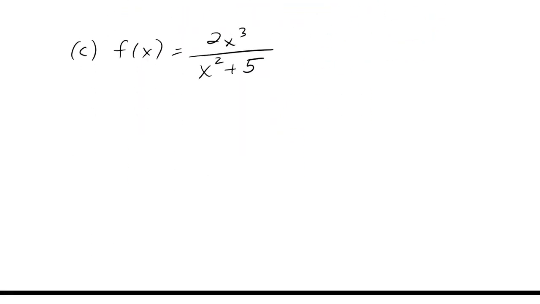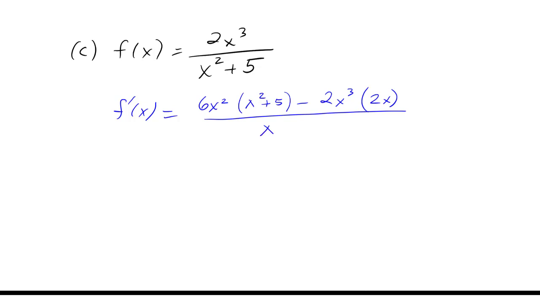2x cubed over x squared plus 5. All right, first thing is to identify the situation. This is a quotient rule. So with our quotient rule, we know it's the derivative of the top, so 6x squared, times the bottom as it is, x squared plus 5, minus the top as it is, 2x cubed, times the derivative of the bottom, which would be 2x, all over the bottom squared.